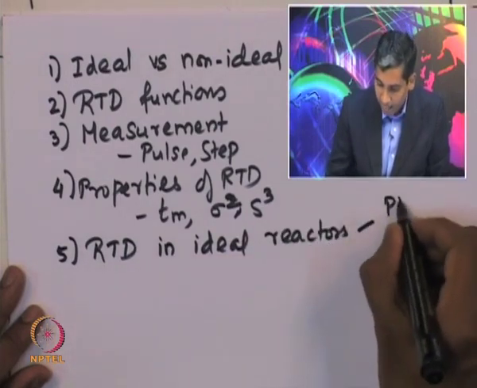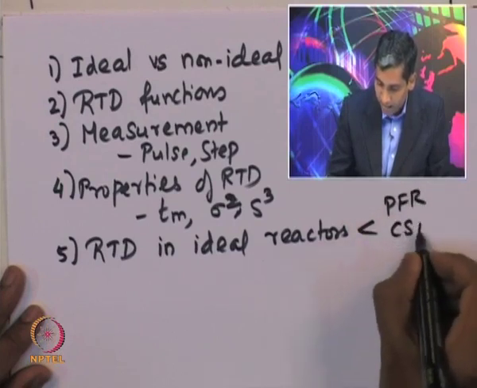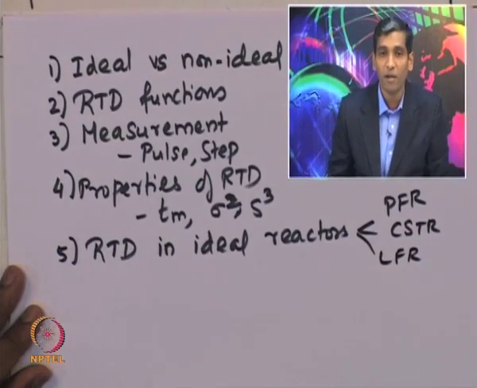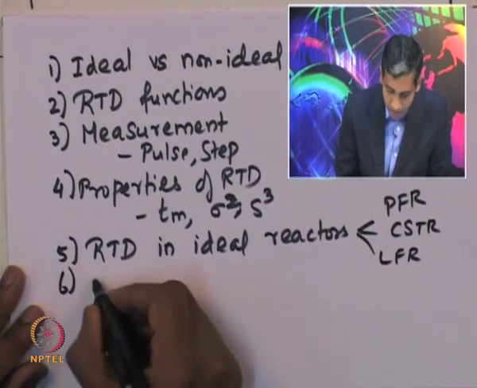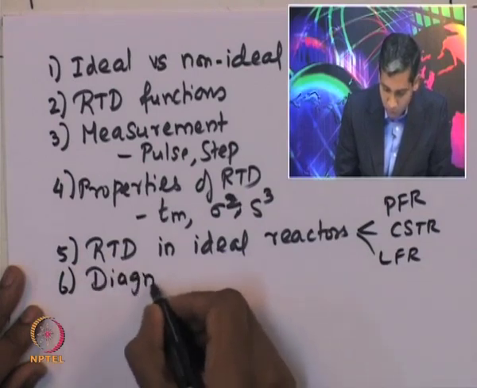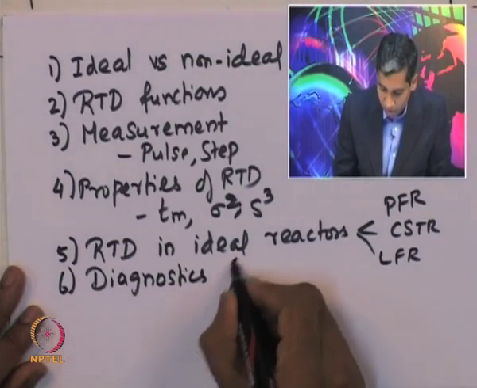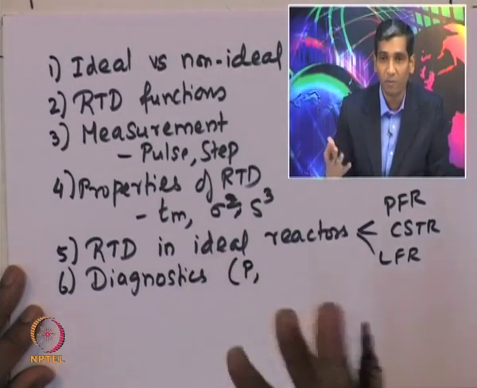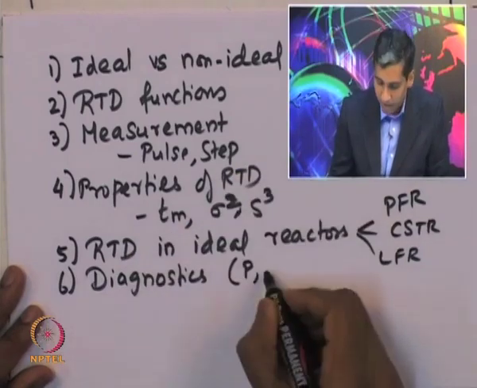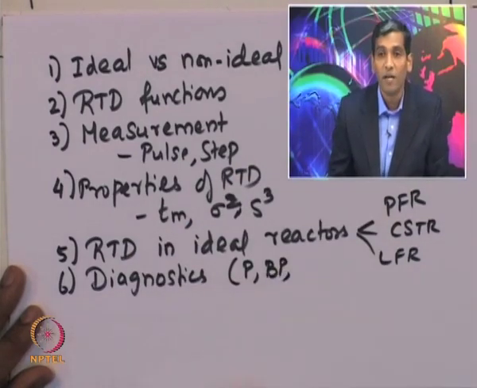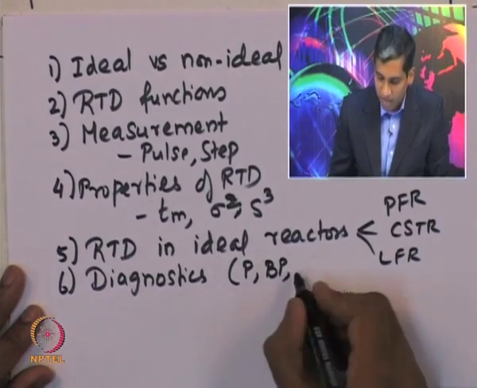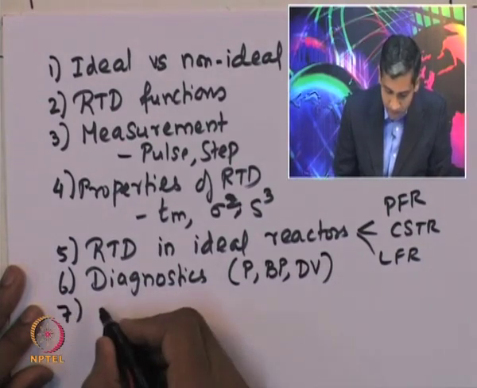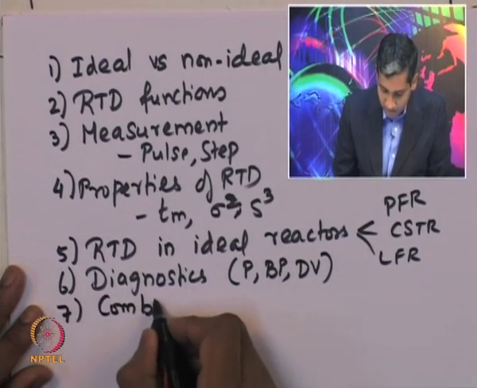And then we looked at the residence time distribution in ideal reactors: the plug flow reactor, the single CSTR, and the laminar flow reactor. We then observed that the RTD function can be used for diagnostic purposes to estimate how close the reactor is to perfect operation, whether there is bypassing of the fluid entering the reactor, and whether there is a dead volume present inside the reactor.